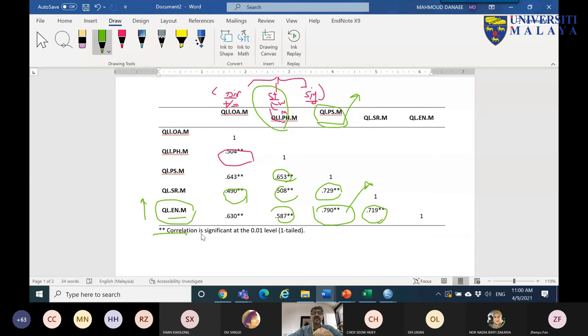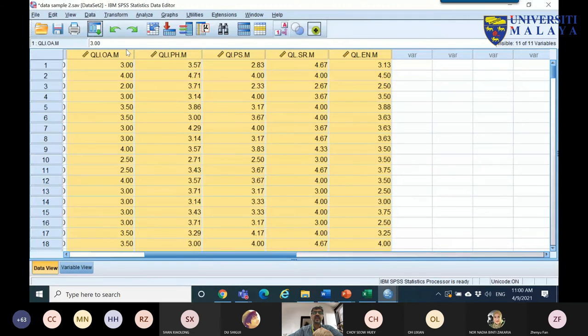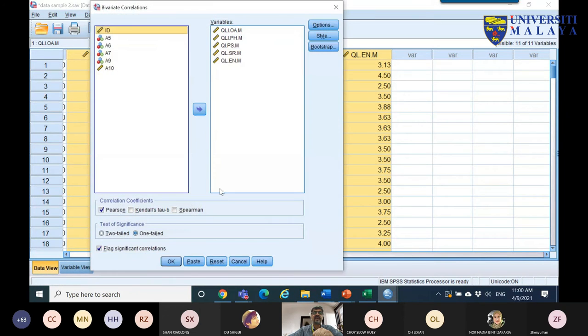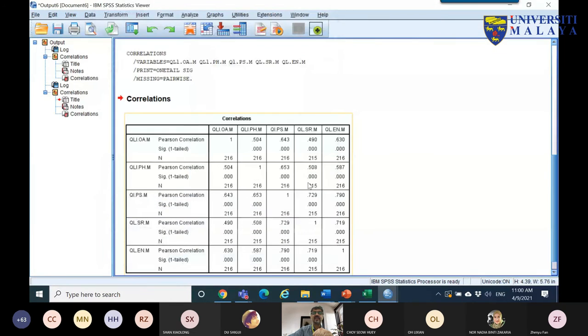SPSS makes it easy for us, because when you do the correlation coefficient bivariate, can you see here, flag significant correlation. If I don't select it, then there are no such numbers. Then you have to judge according to the p-value. Is it clear now? Yes. Any question?